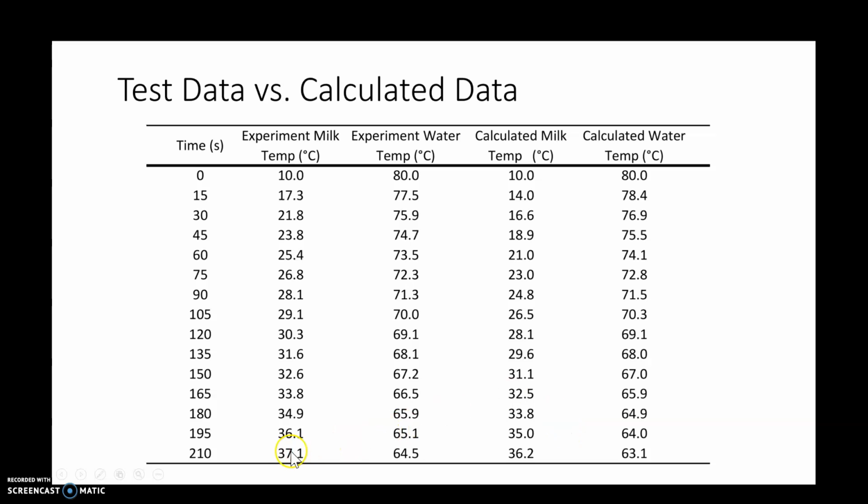And we can see that the actual experiment resulted in milk at 37 degrees, which is body temperature, and the water ended up being 64.5. Then in our model, it predicted that the milk would be 36.2 degrees and the water would be 63. The model wasn't that far off.